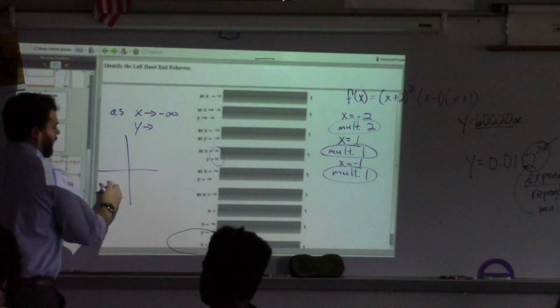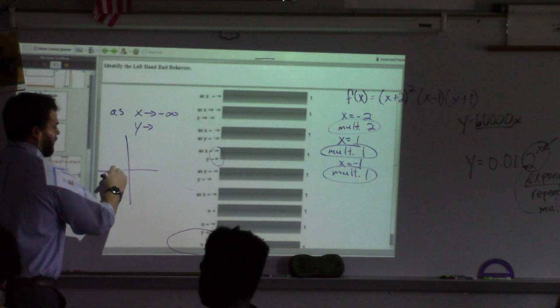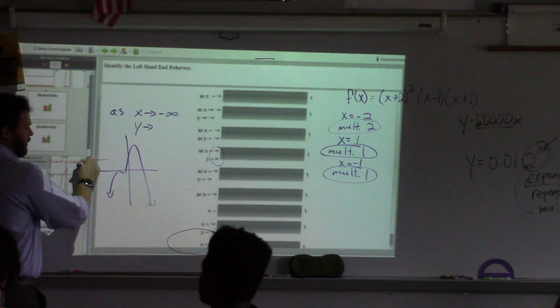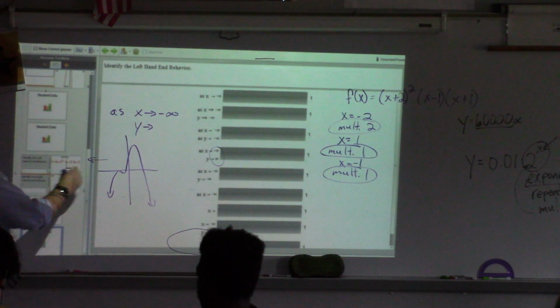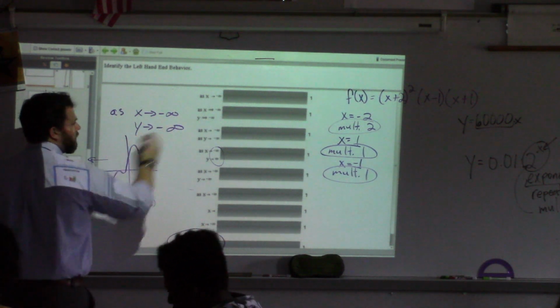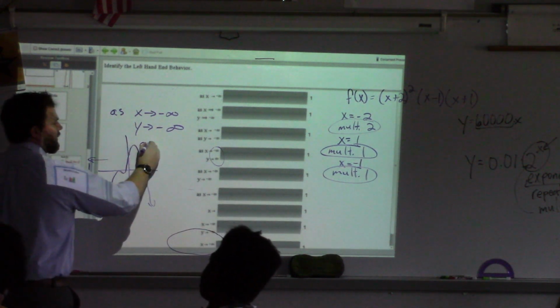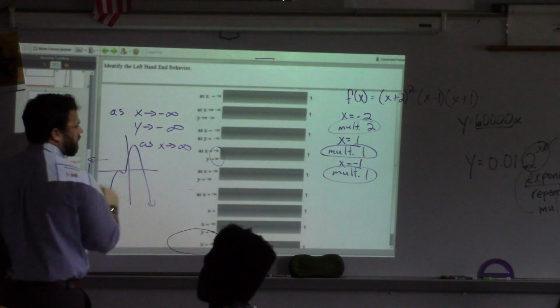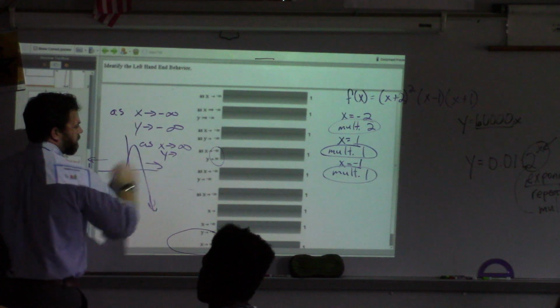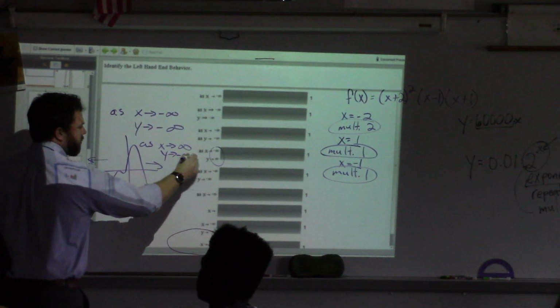This is just a rough sketch, but I think it looks something like this, right? So as it goes to the left, what's my y doing? Going down, right? So y is approaching negative infinity. And then as x goes towards the right-hand end behavior, my y is also still going down towards negative infinity, right?